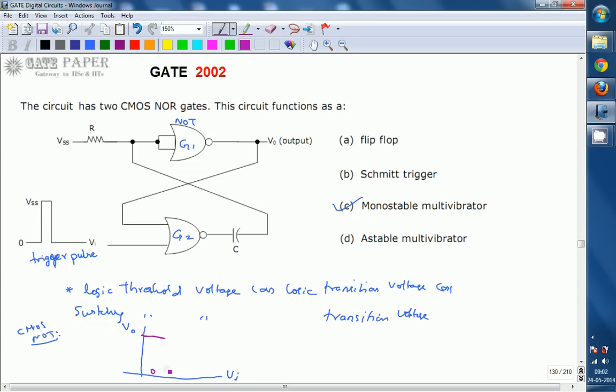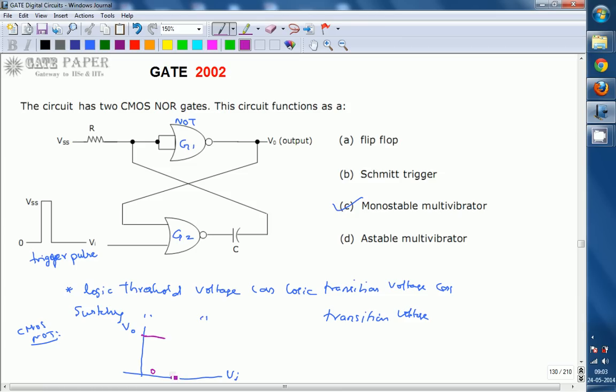Up to what value will this input be regarded as logic 0? As you increase Vi, at one point it will go to logic high, and in between there is an intermediate state, an unused state that cannot be used. In CMOS, the logic threshold voltage is the point from which onwards the logic levels change. Logic is switching across that point, which is called V inversion, or V logic threshold, or V switching threshold voltage, or simply transition voltage.